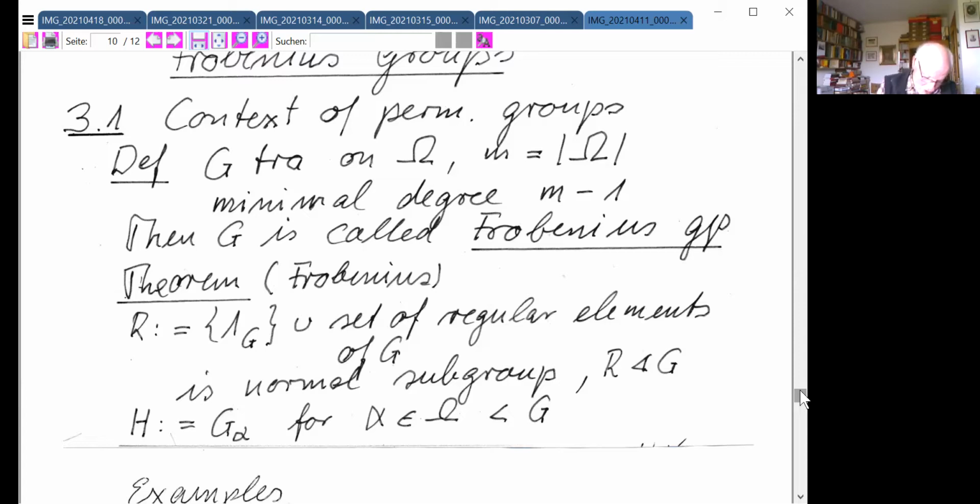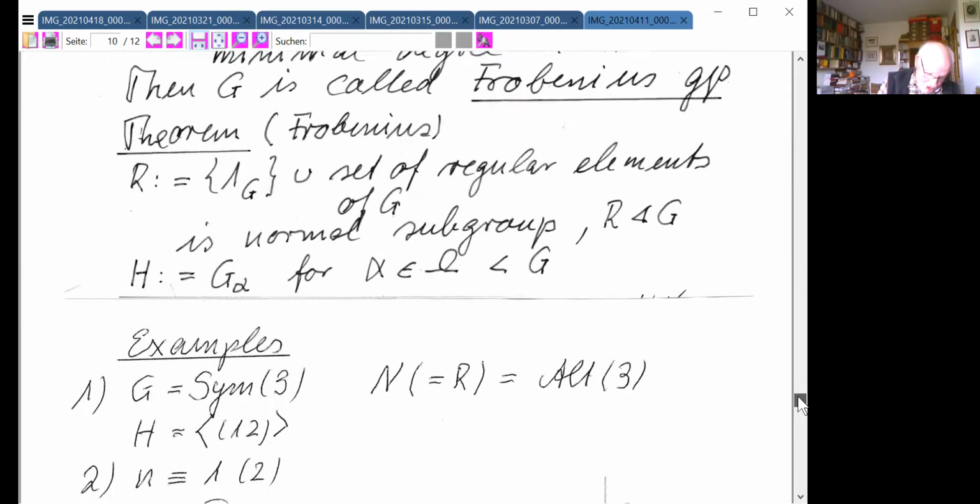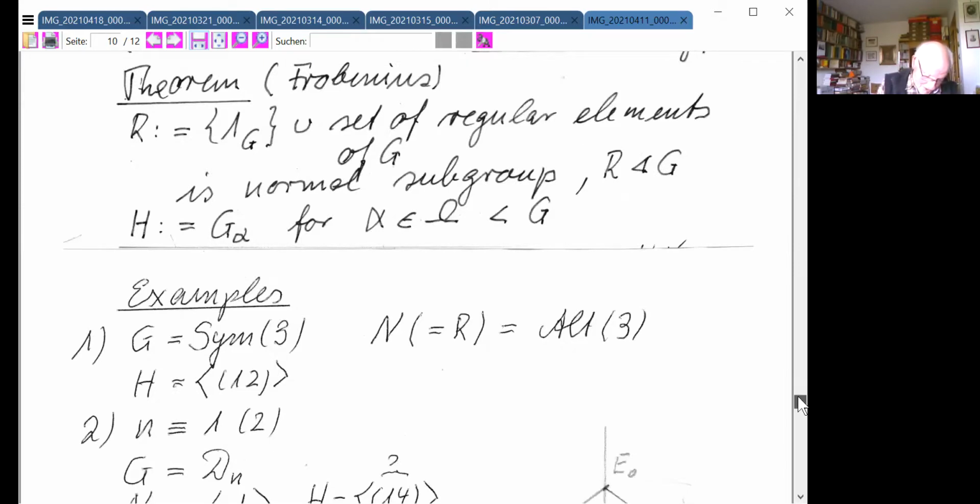The first two examples are pretty simple. G, the symmetric group on 3 elements, which is the smallest group, not commutative at all.